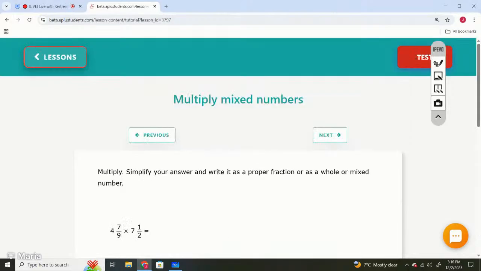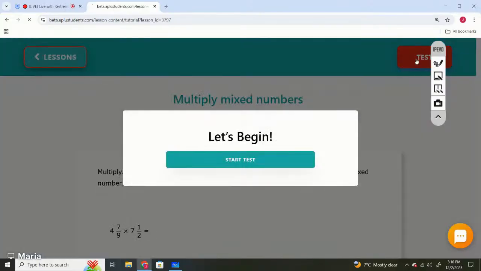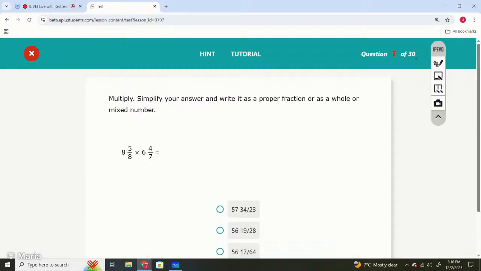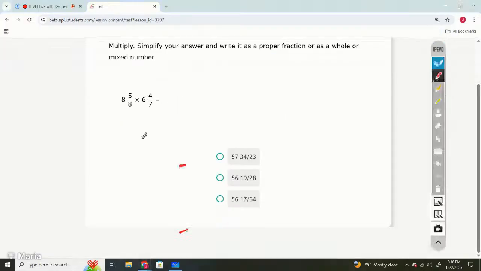Let's just start with the test questions. 8 whole 5 by 8 times 6 whole 4 by 7. So 8 whole 5 over 8 and 6 whole 4 over 7. Let's just convert both of the fractions to improper fractions, right?